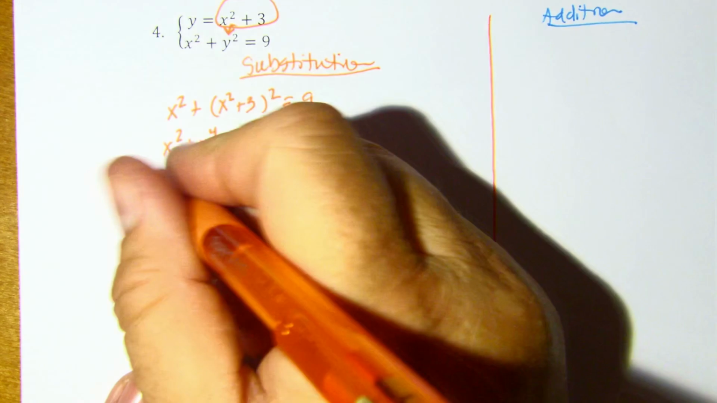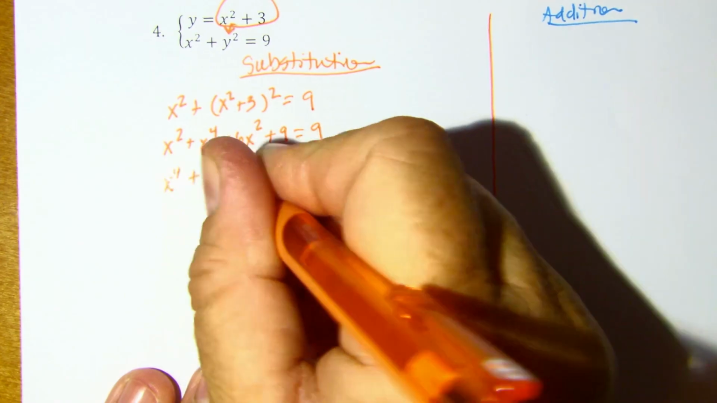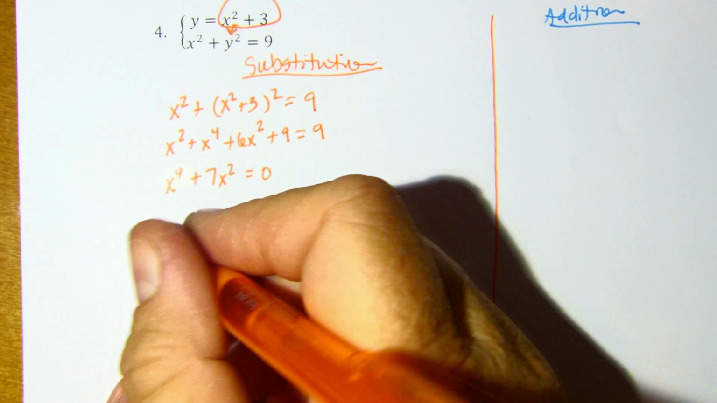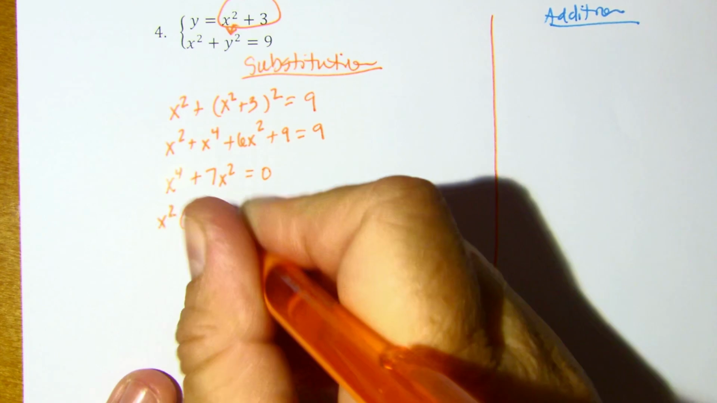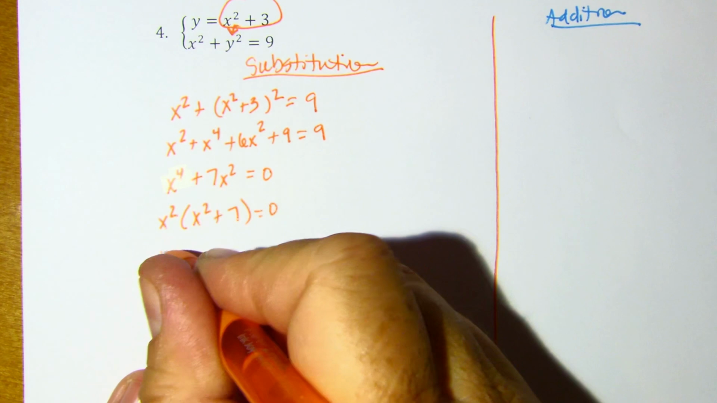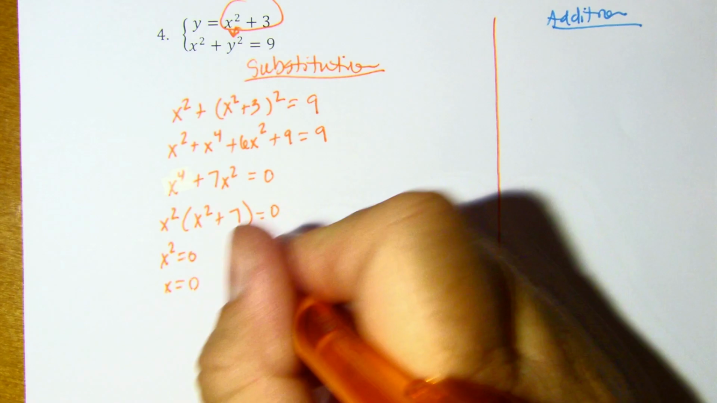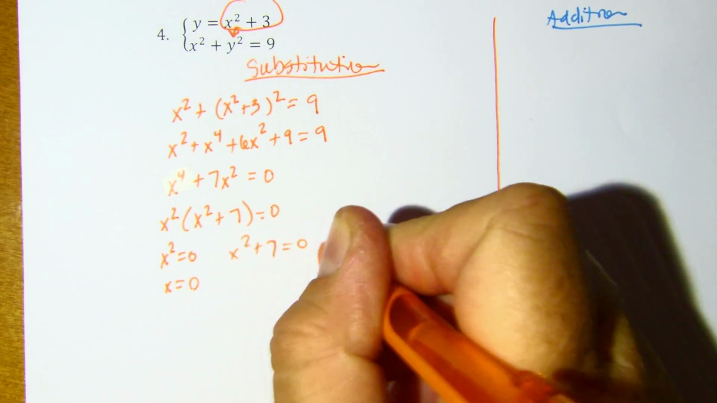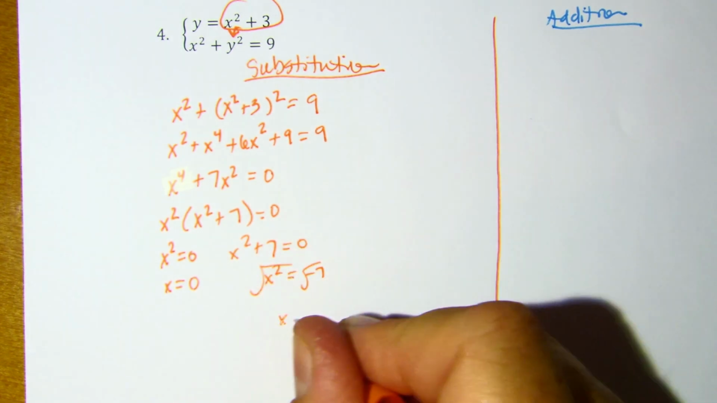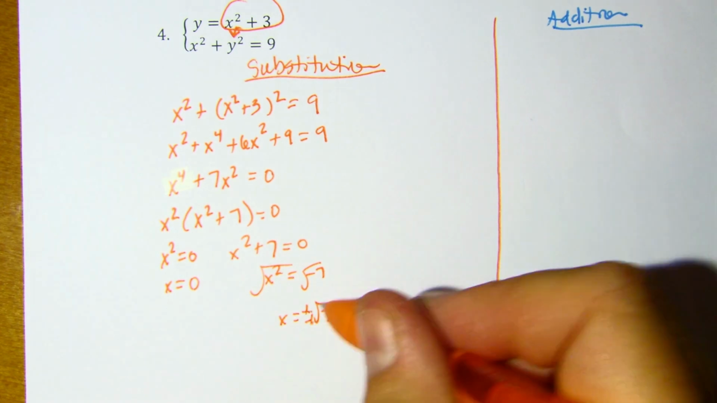I have x to the 4th power. X squared plus 6x squared is 7x squared. We subtracted 9 from both sides, so that's equal to 0. I can factor out an x squared, and then I have x squared plus 7 equals 0. And x squared equals 0 means x equals 0. And then x squared plus 7 equals 0, subtracting 7, square rooting both sides, I have x equals plus or minus the square root of 7 with an i on it because it has a negative inside.